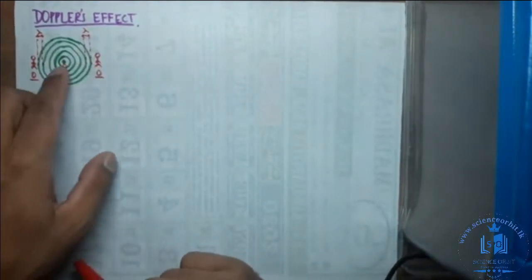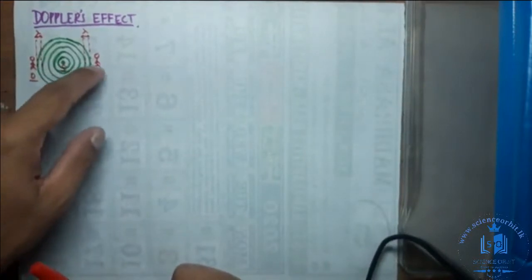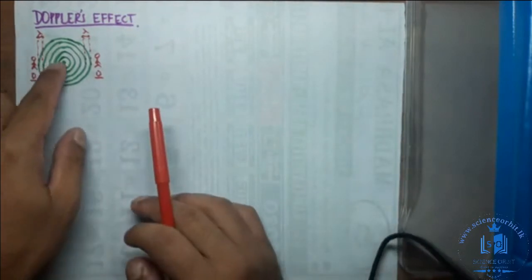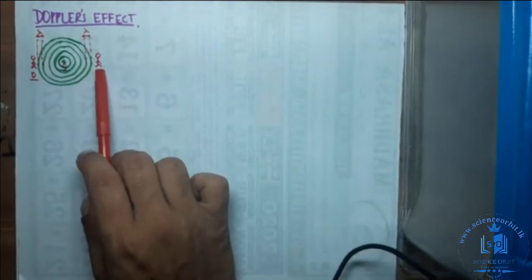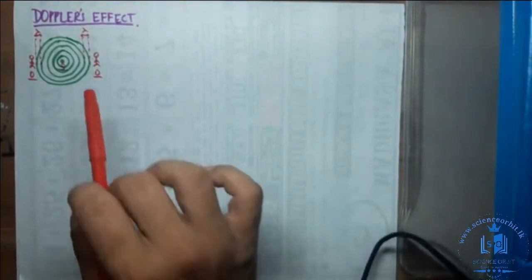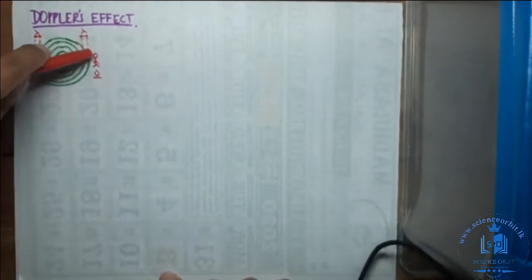So when the observer and the source are at rest, the frequency of sound heard by the observer will be equal to the frequency of the source itself, because you can see the same wavelength reaches the person here. I hope you understood that. The sound is produced from the source, and that sound will travel to the person here, the observer. So the observer will hear a sound, and that sound the observer hears and the original frequency of this sound will be equal.